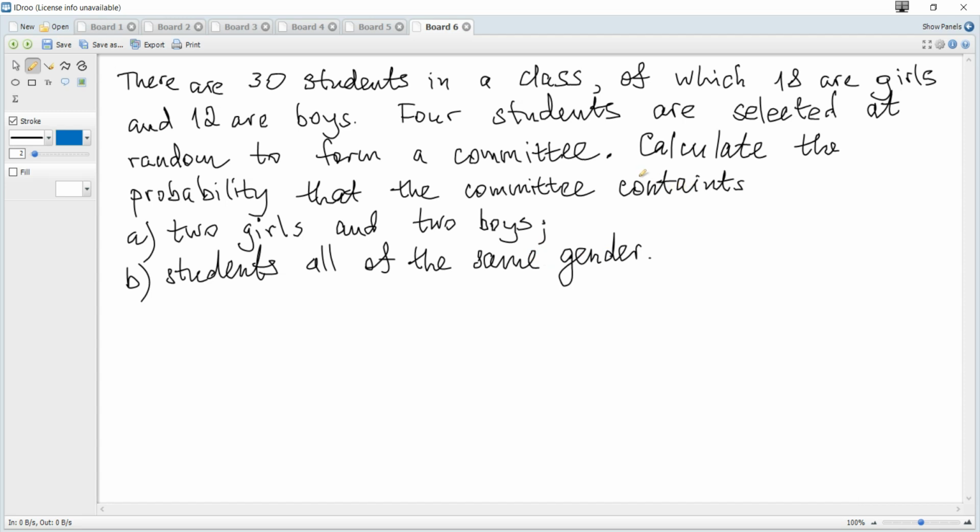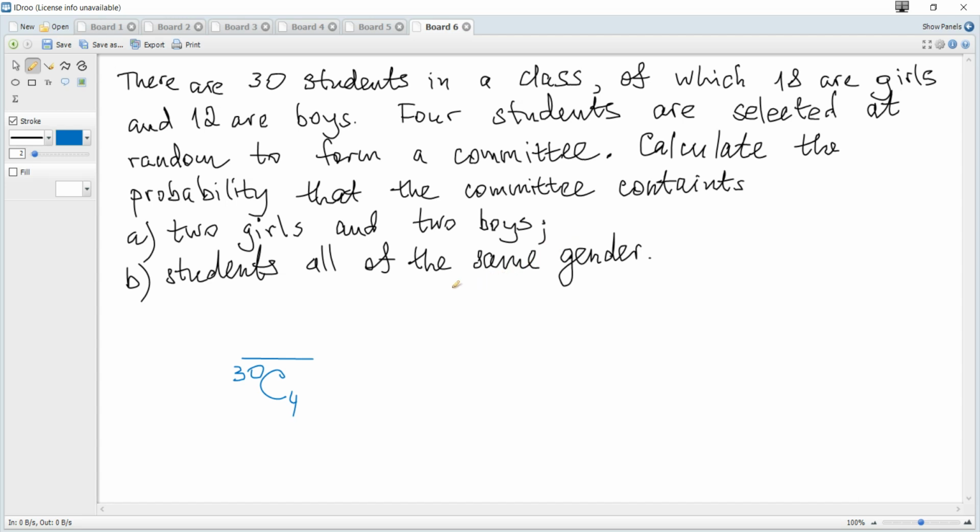And if we consider probability, the general formula is the number of favorable, or what we need, ways divided by the total number of ways. So, what is the total number of ways to form a committee of 4 out of 30? And you can notice that these 4 students are indistinguishable, so it will be combinations 4 out of 30.